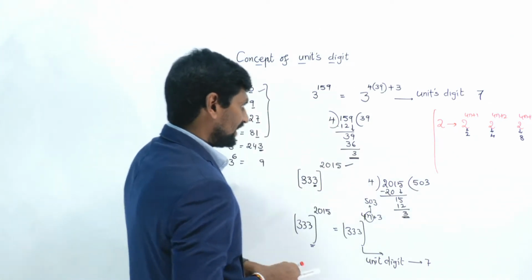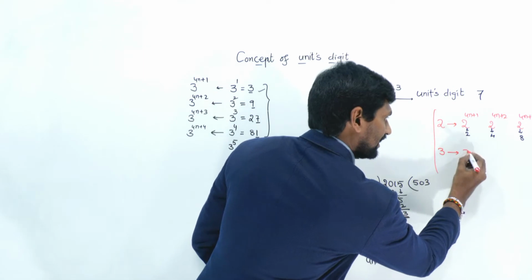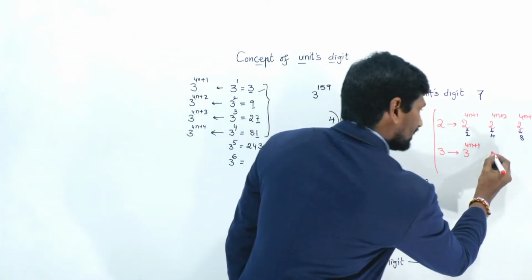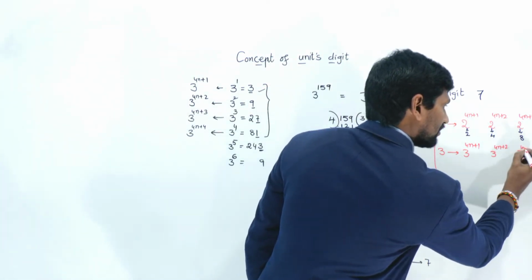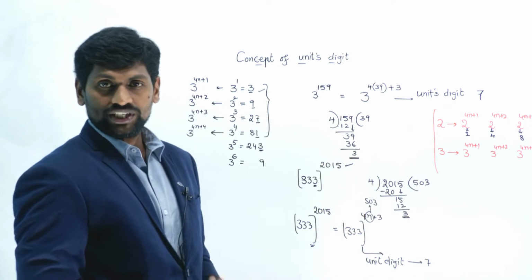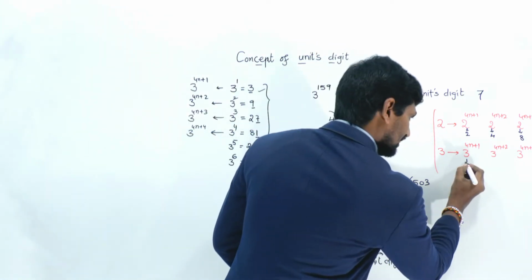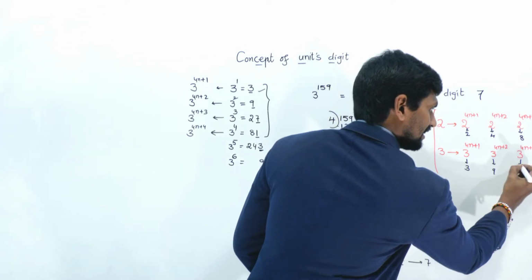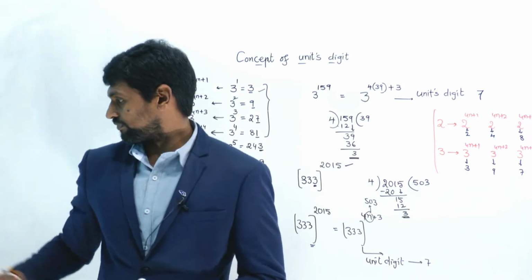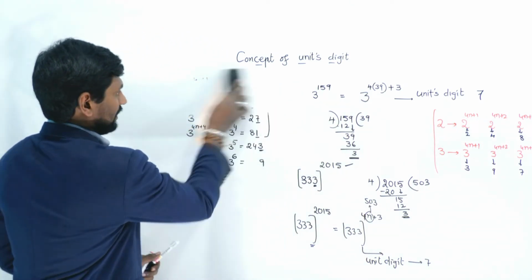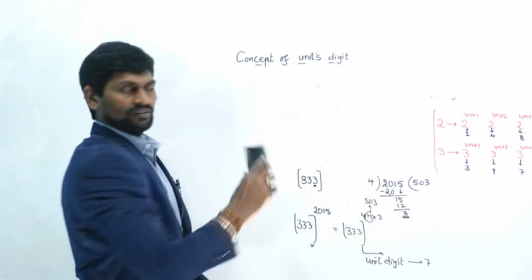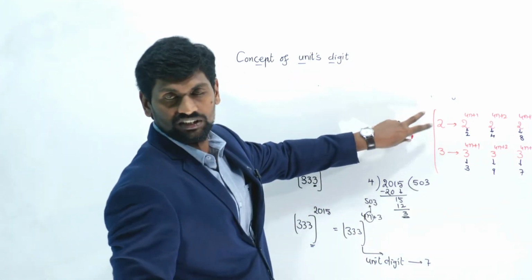Same way for the concept of 3: 3 power 4n plus 1, because this is also repeating for every 4 terms, and 3 power 4n plus 2, 3 power 4n plus 3, 3 power 4n plus 4 or 4n, both are same. It ends with the digit 3, 9, 7 and 1. Okay? Now let us go to the concept of 4. Let us check for 4 this time. You just remember this. These two are enough.